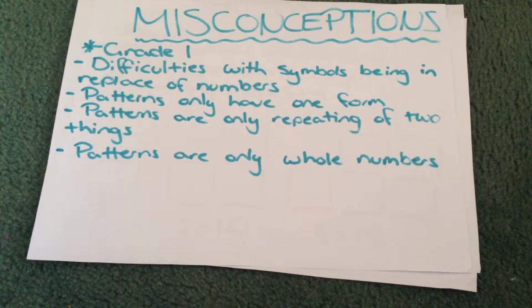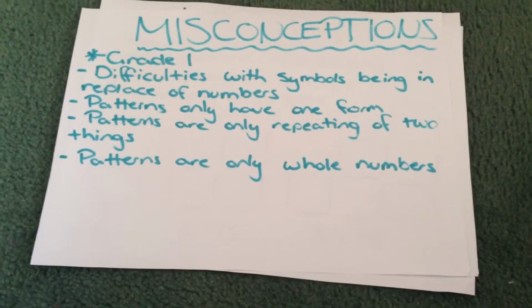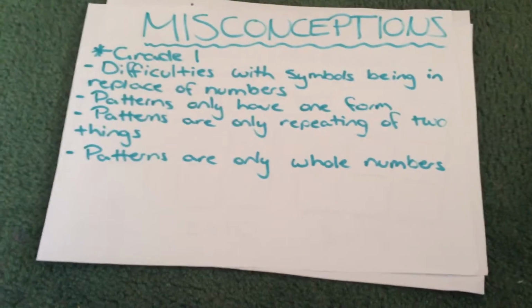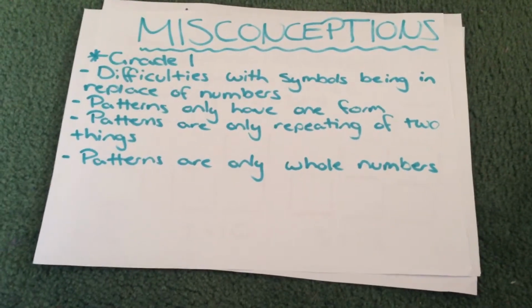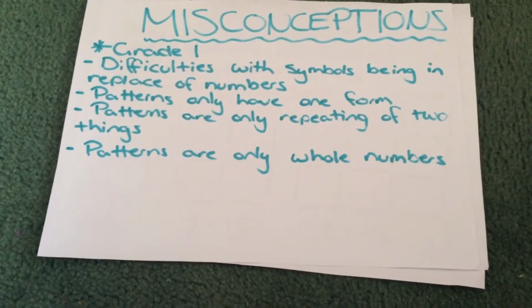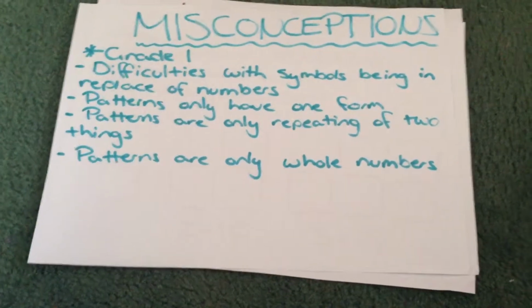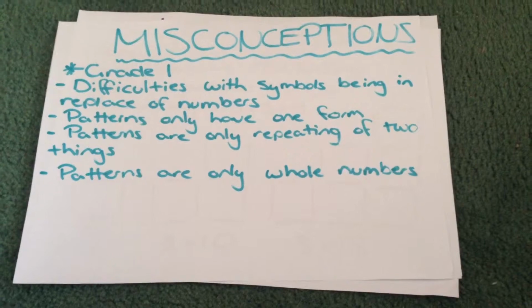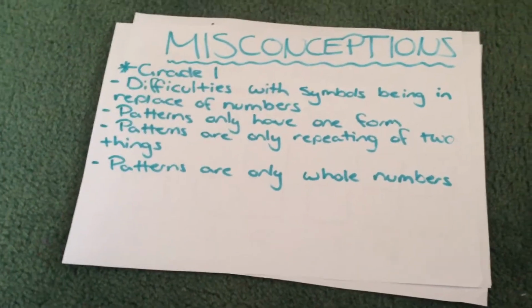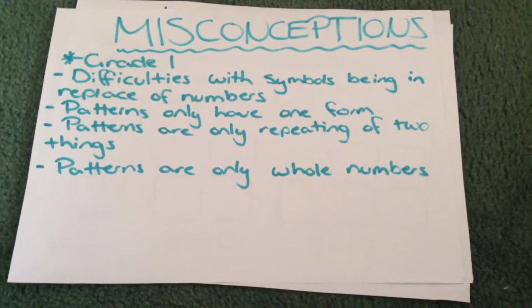Some believe patterns are only repeating of two things, but this isn't true. You can use many different objects, just the smaller it is, the easier the pattern. So you could use 3 or 4 if you like, but then using more may become a bit too hard. They may also believe that patterns are only whole numbers, but you can also use fractions or decimals if you like, but this may become a bit hard for them, so it's good to start with the whole numbers.